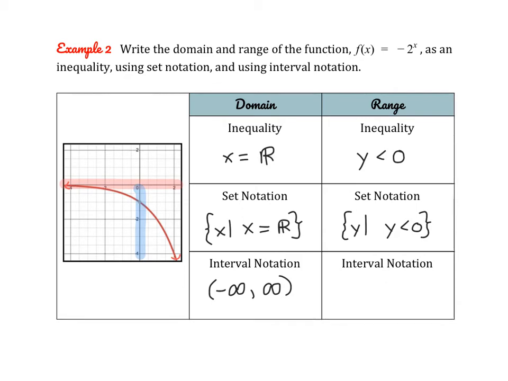Now for interval notation, remember it's always lower boundary to upper boundary. In this case, our graph is going down forever. So our lower boundary is negative infinity and it is not included. Our upper boundary is going to be zero, which is also not included. So we'll do another rounded bracket.